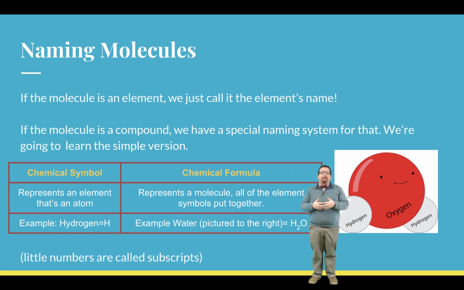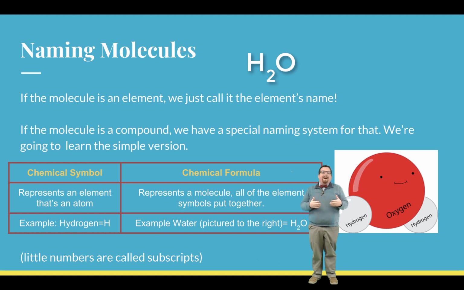So our example here, which is pictured off to the right of this page, is water. A water molecule consists of 2 hydrogen atoms and 1 oxygen atom chemically bonded together. The chemical symbol for hydrogen is H, and the chemical symbol for oxygen is O. We have 2 hydrogens and 1 oxygen, so we call it H2O. Those little numbers to the right of the chemical symbol in a chemical formula are called subscripts. And here we have H2 because there are 2 H's, and then O.